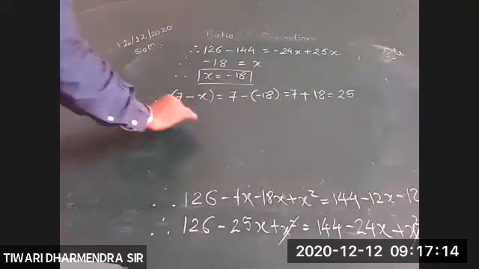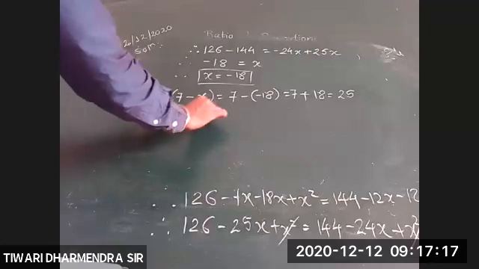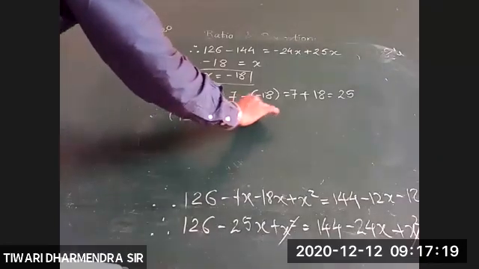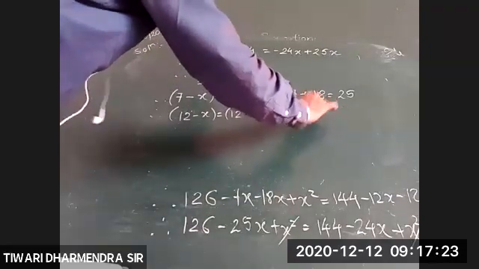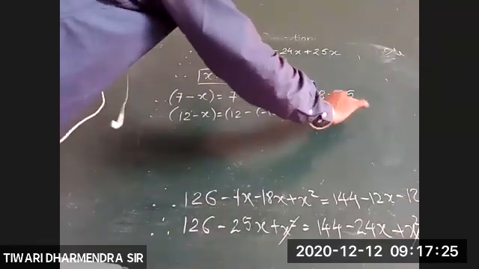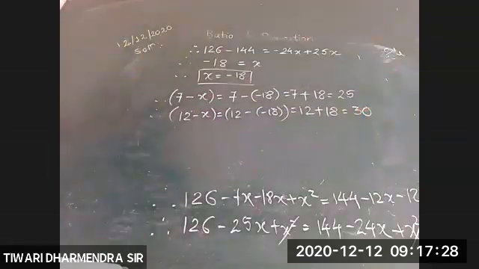Second, 12 minus x. So 12 minus of minus 18. So 12 minus minus 18 is 12 plus 18, which is 30.